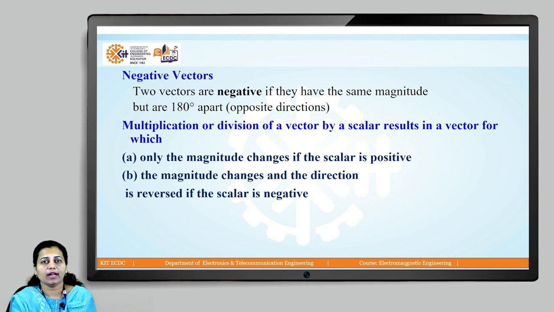Okay. So when we are dividing or multiplying a vector by a scalar quantity, its result is always a vector, but which quantity is going to change? Either the magnitude is going to change, or both magnitude as well as direction are going to change. That depends on whether the scalar is positive or negative.